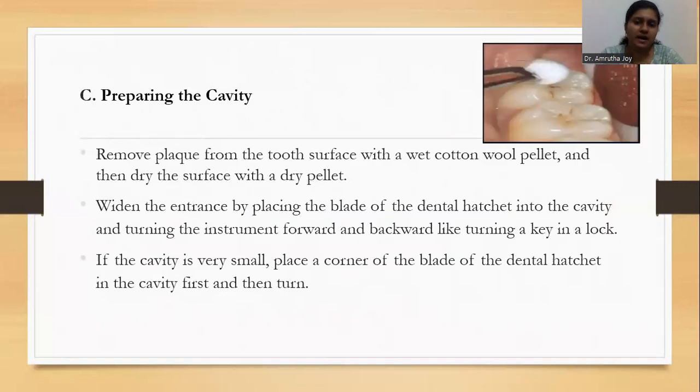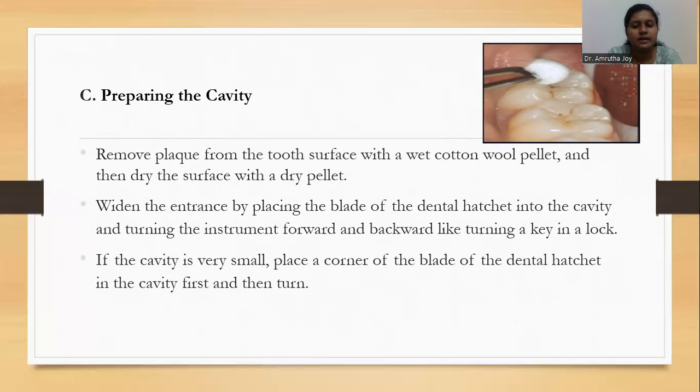Then coming to preparation of the cavity, where we are using only hand instruments. First, we have to remove the plaque or debris from the tooth surface if present. We do that using a wet cotton pellet. Clean the tooth surface using a wet cotton pellet and then use a dry cotton pellet to dry the surface. Then enter the cavity using a hatchet. The entrance is made wide using the hatchet blade placed in the cavity and rotating or by backward and forward motion of the hatchet.